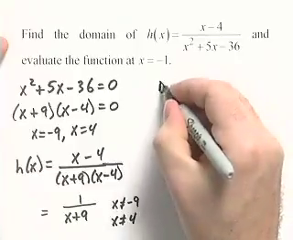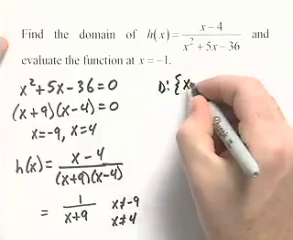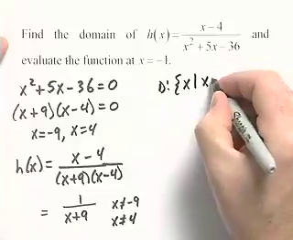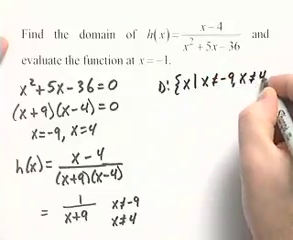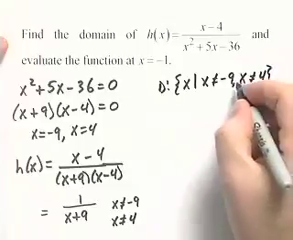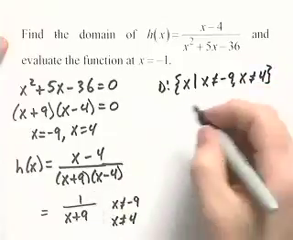So our domain is the set of all real numbers for x such that x is not equal to negative 9 and x is not equal to 4. We need to exclude both of those values even though we can reduce this eventually.